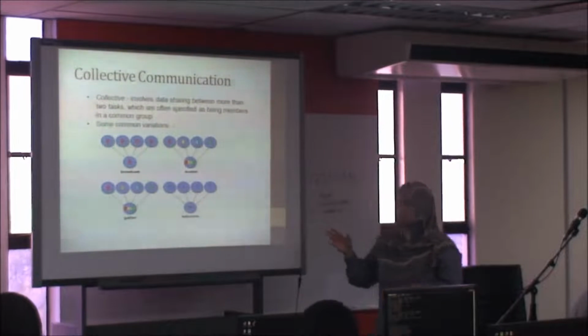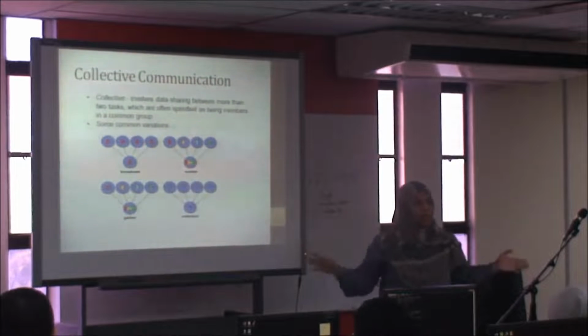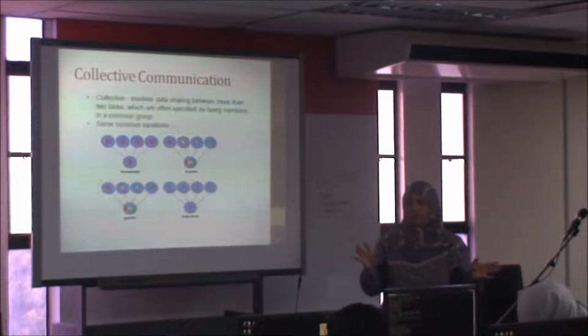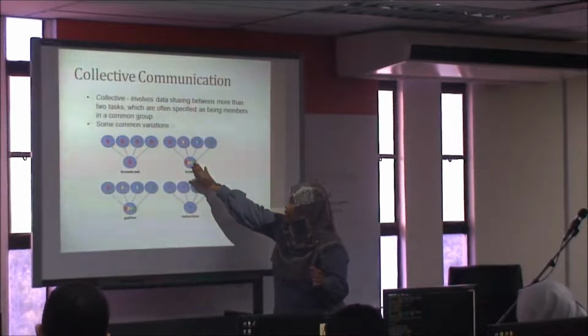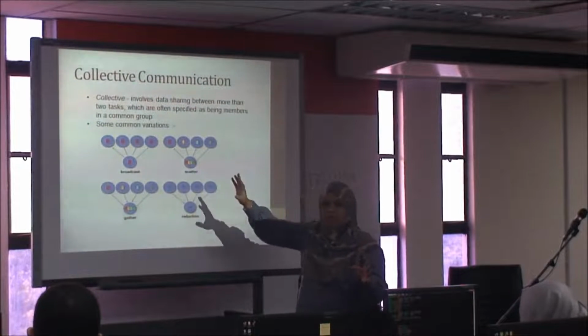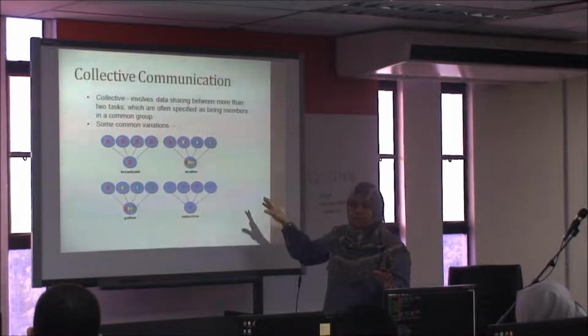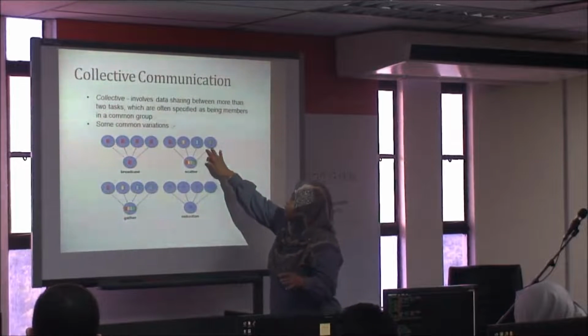So broadcast means you have one data, you want to broadcast the same data to everybody. For scatter, you can look at the colors. So you scatter not the same data, but each one gets a different data. Look at the arrows.